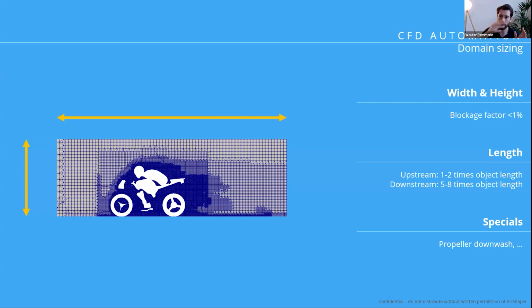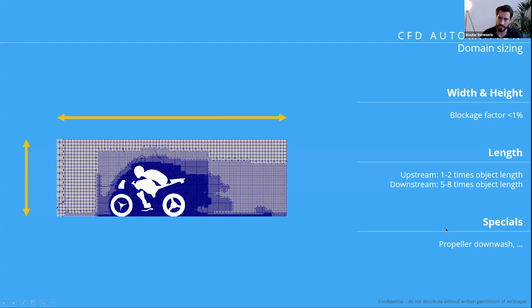And even though this is 1, 2, 3, 4 times the length of the object downstream, this still impacts in a forward way the flow quality and the forces that you calculate on your object. So getting the wake right is very important. So there we go, 5 to 8 times, for example, the length of the object downstream.